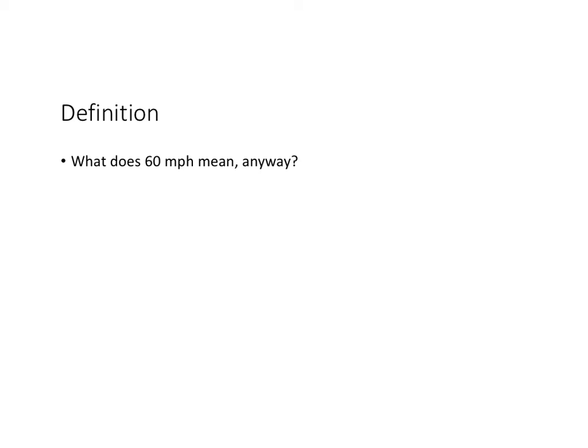So what exactly does 60 miles per hour mean anyway? You look down at the speedometer and it says 60. What does that mean? Well, if you keep going at that same exact speed for an hour, you'll have traveled 60 miles by the end of the hour. If you average that rate over the hour, you'll have traveled 60 miles by the end of the hour. So these are two ways of looking at what it means when the speedometer says 60 miles per hour.